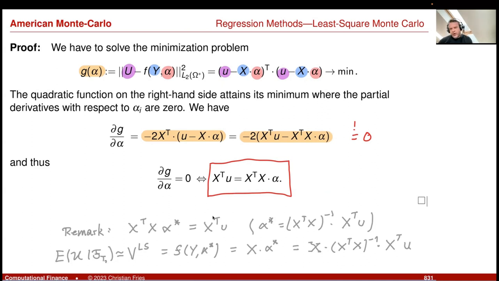So what is going on here? This is the guy of which you would like to have the conditional expectation. This is a projection on your basis function space.